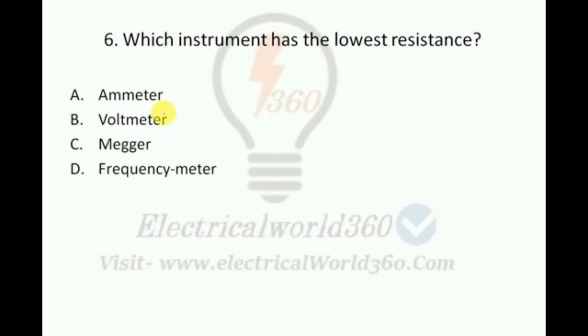So this is the question number 6. Which instrument has the lowest resistance? Ammeter, voltmeter, Megger, frequency meter. So here the option number A is the right answer. Ammeter has the lowest resistance. In ideal case, ammeter has zero resistance, but as ammeter is connected in series, no voltage drop or power loss must be in it. So that's why in practice ammeter must have very low resistance.